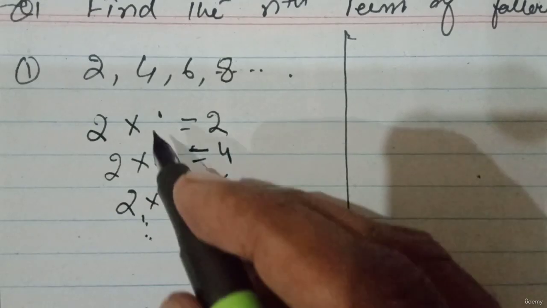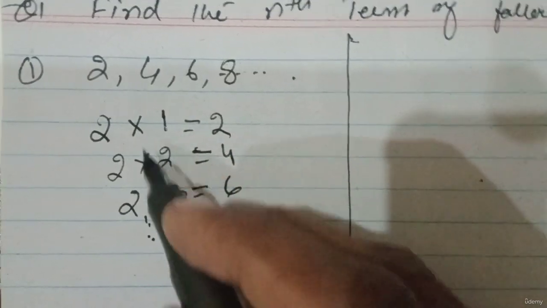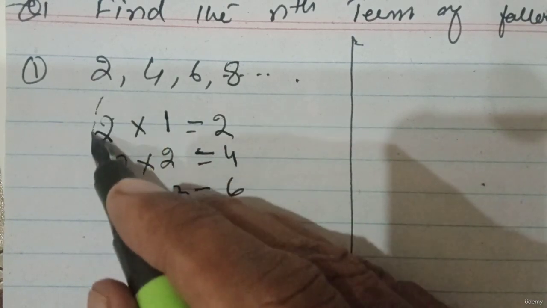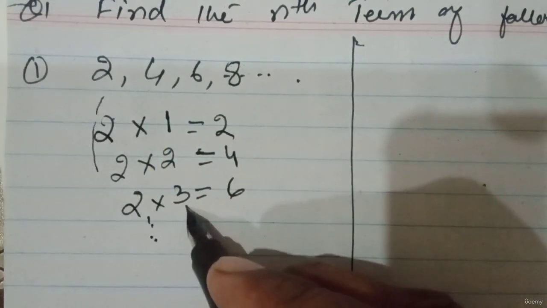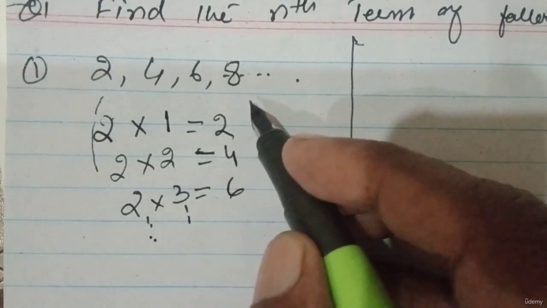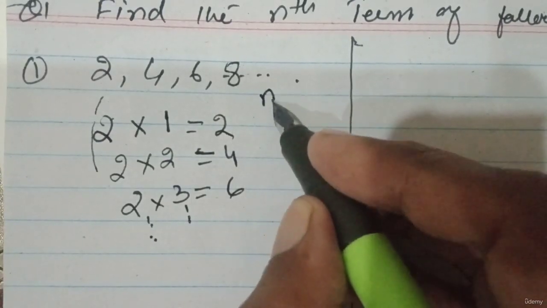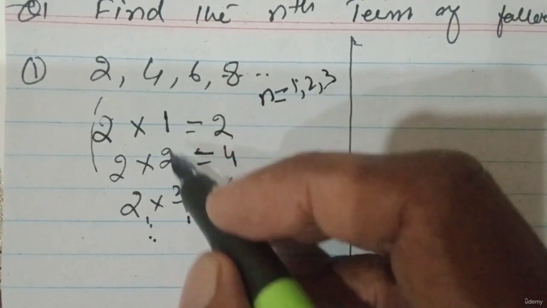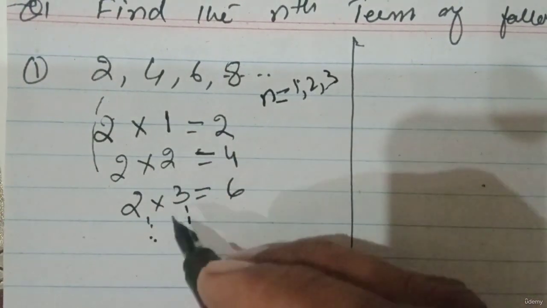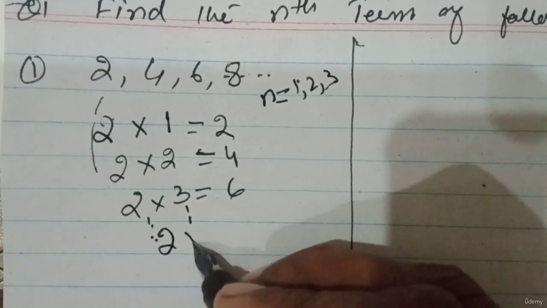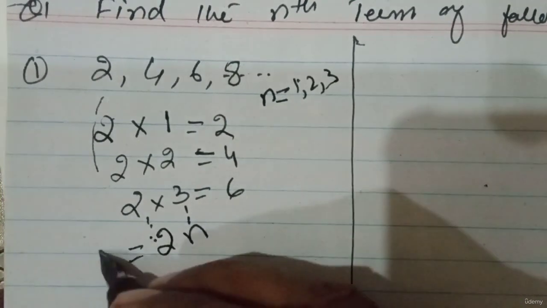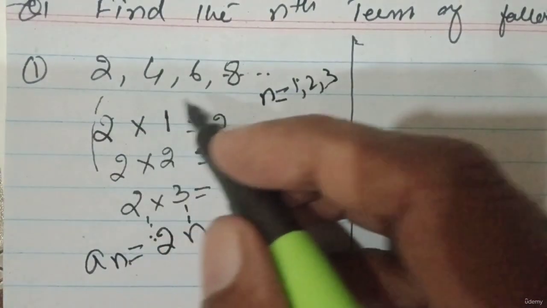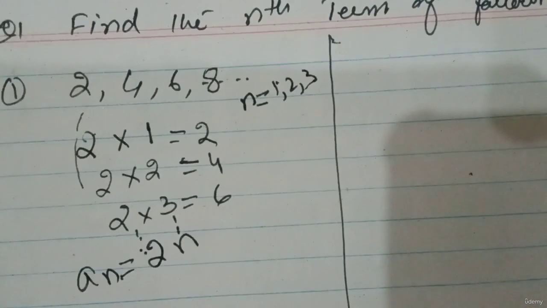If you put here 1, then the sequence generated is 1, 2, 3, 4. So 2 is a constant term. Our nth term will be, because this is varying, and we always make the nth term by supposing that n is 1, 2, 3. Where the change happens, that will be n. So 2n will be the nth term of this sequence. This is the way we can recognize or understand the pattern.